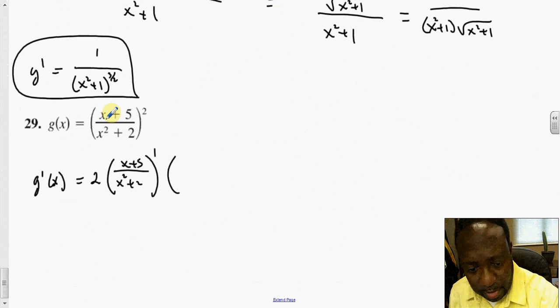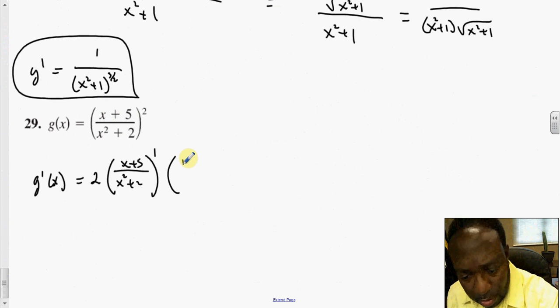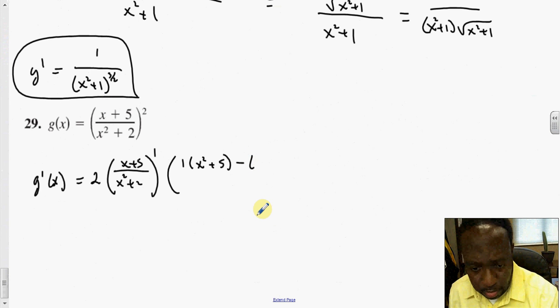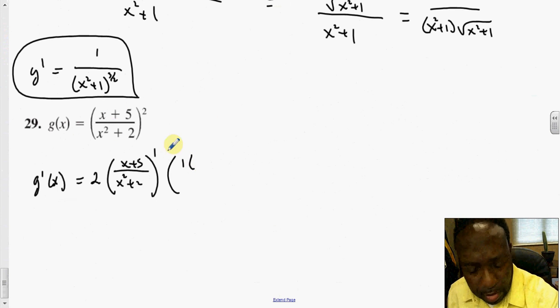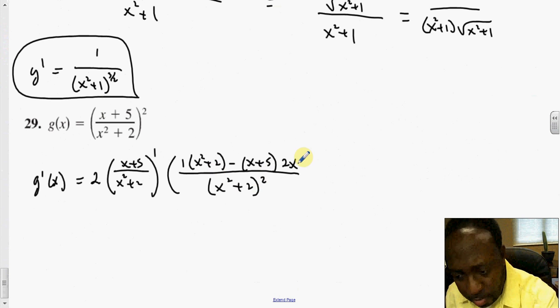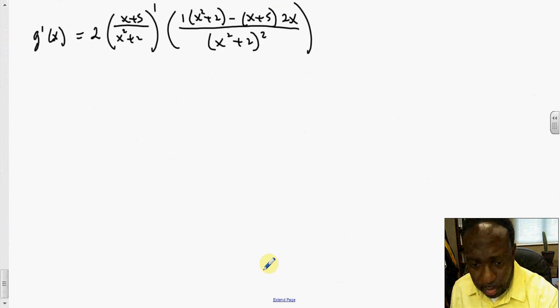So that becomes the derivative of the numerator, which is 1, times the denominator, x squared plus 5, minus the numerator, this is x squared plus 2. Not the whole thing. This is the derivative of the numerator times the denominator, x squared plus 2, minus the numerator times the derivative of the denominator, divided by the denominator squared. Now we just simplify that.